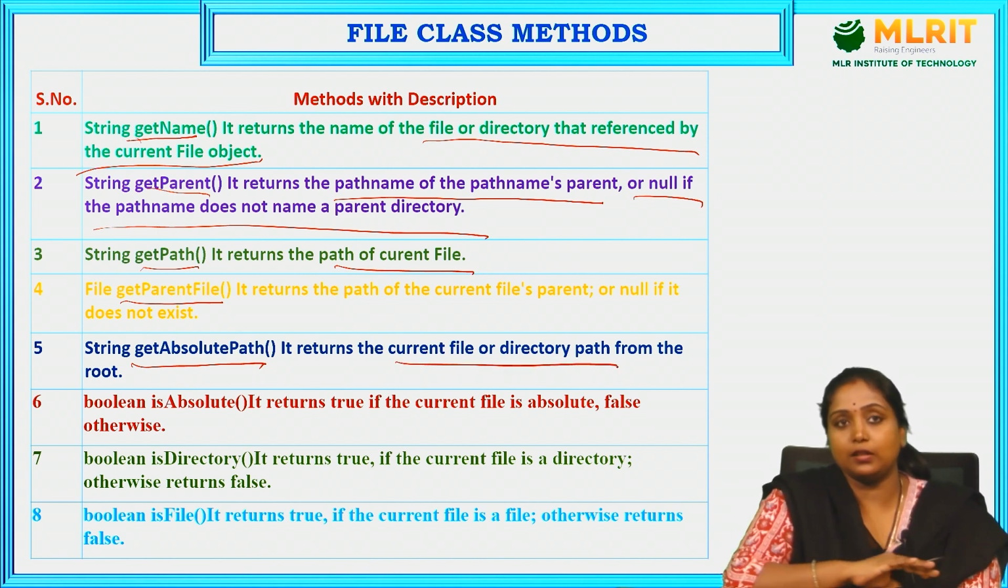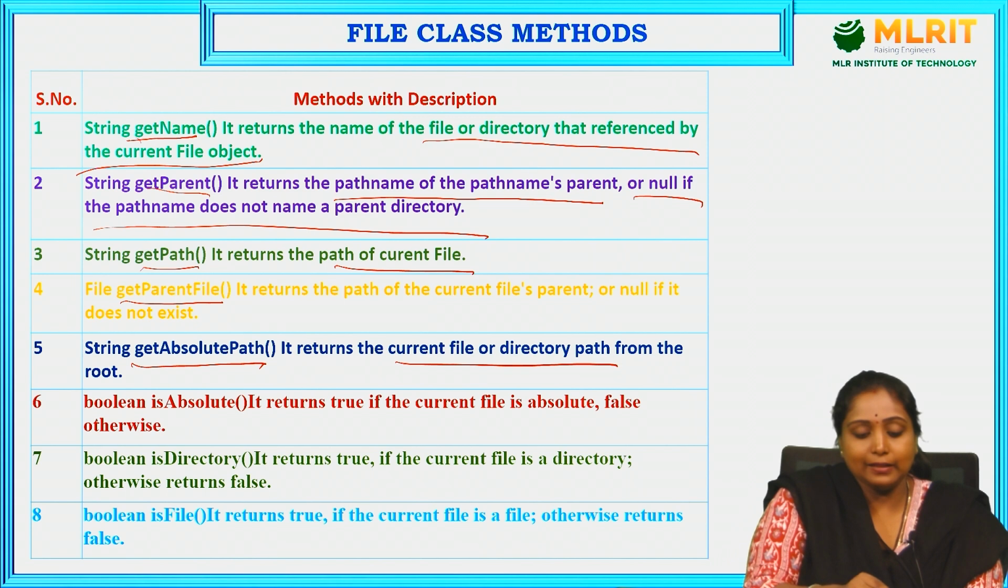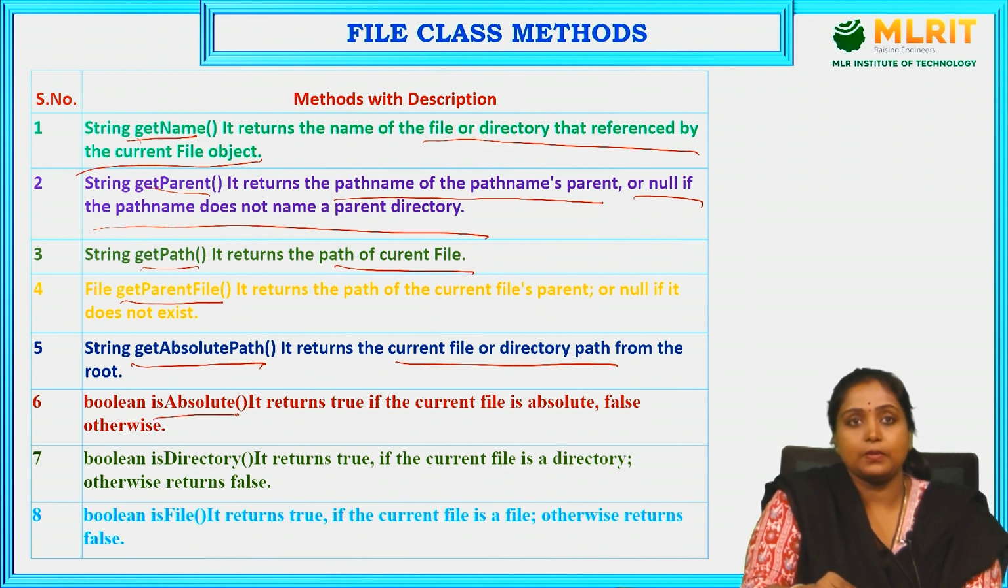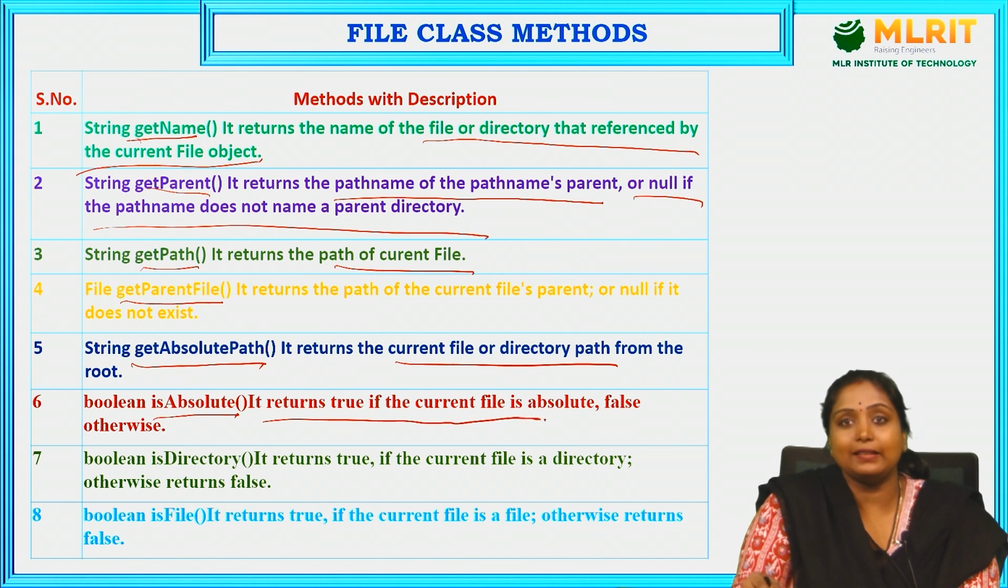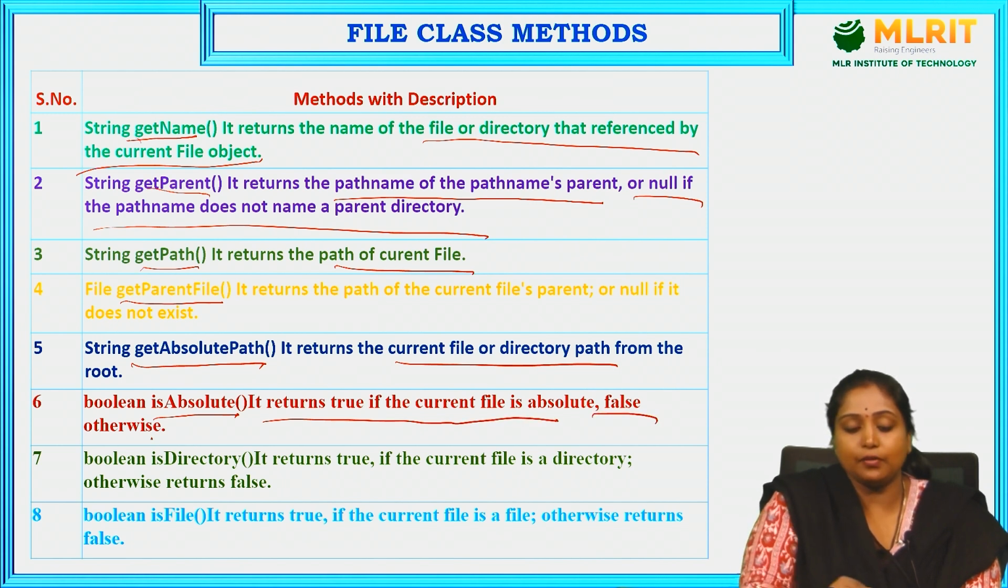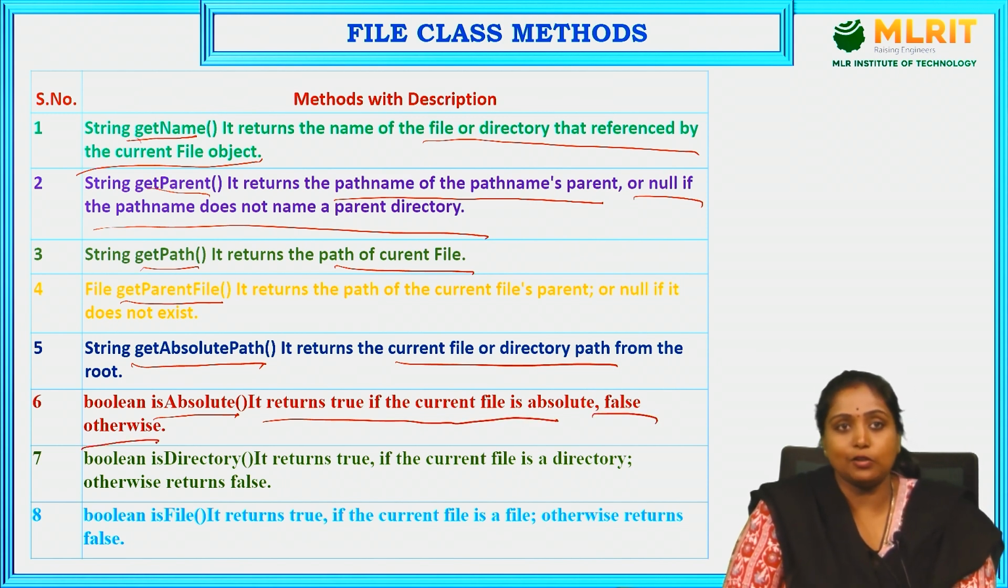From the root itself it will give the path. And the next boolean is absolute. It will return true or false. So it returns true if the current file is an absolute file, false if it is not an absolute file.